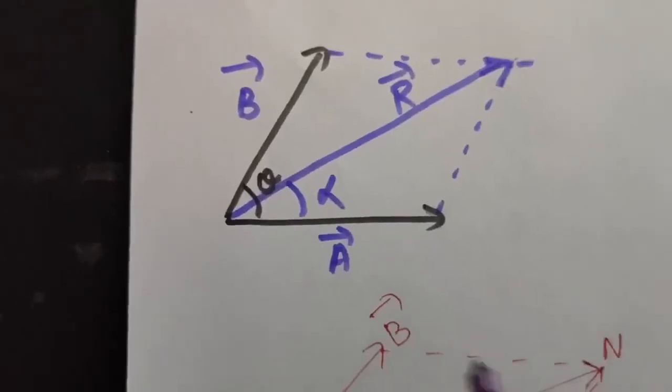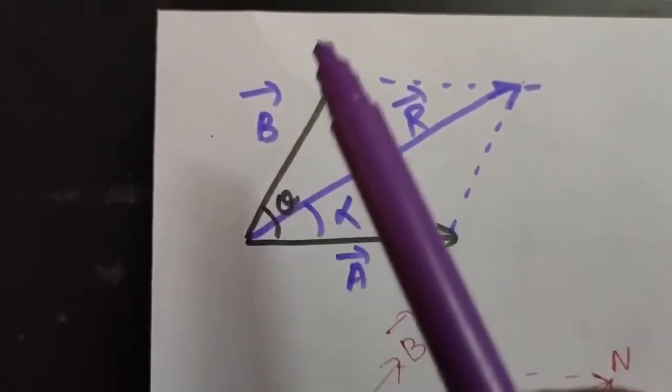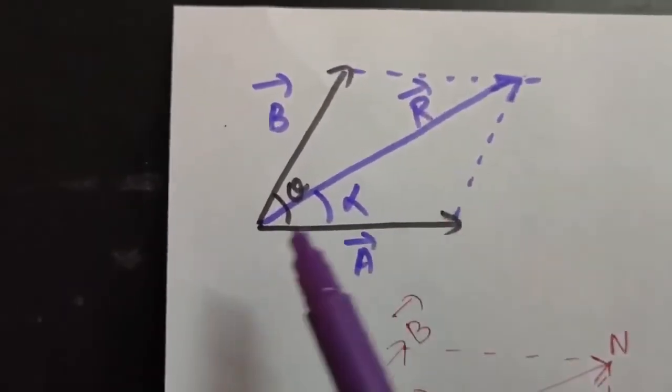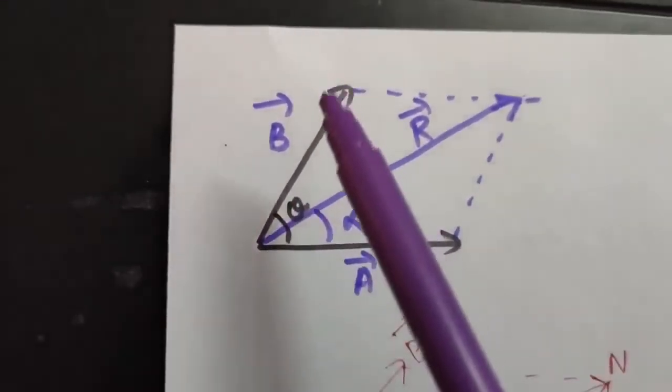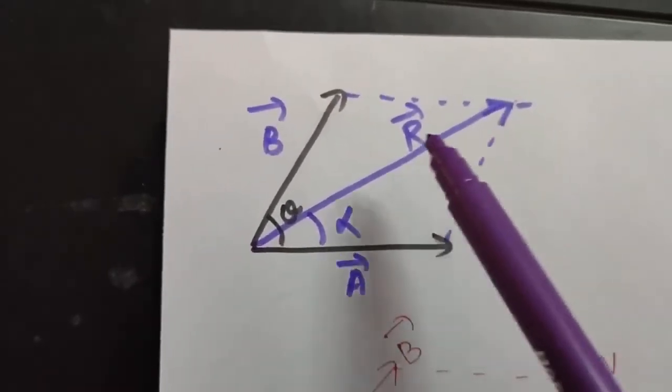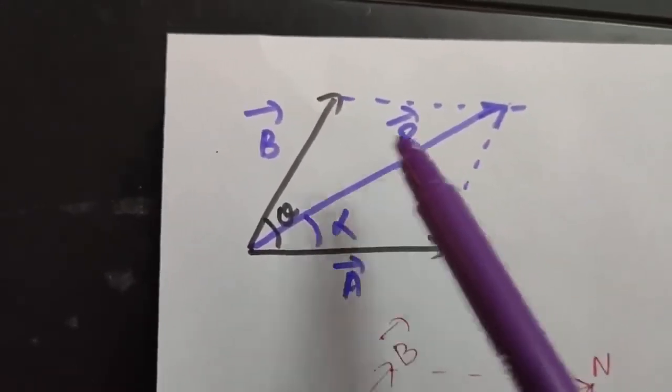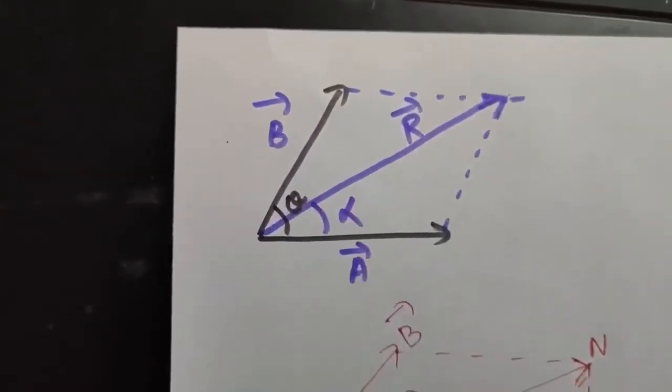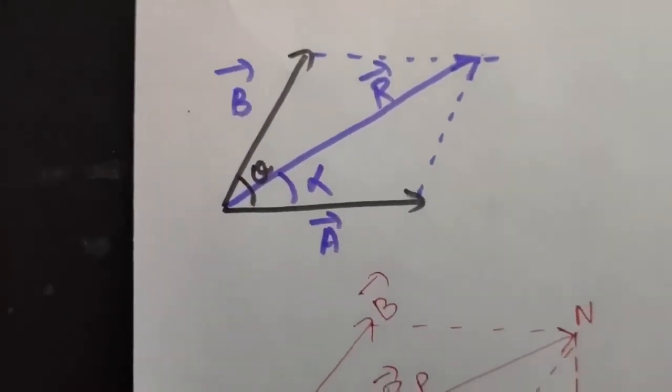You can understand it carefully. This is your A vector, this is your B vector, and this is a parallelogram. A and B are nothing but two adjacent sides of a parallelogram. So the diagonal of this parallelogram will give you the resultant vector for A and B. So R is the resultant of A and B. Okay, so now let us calculate this value of R.